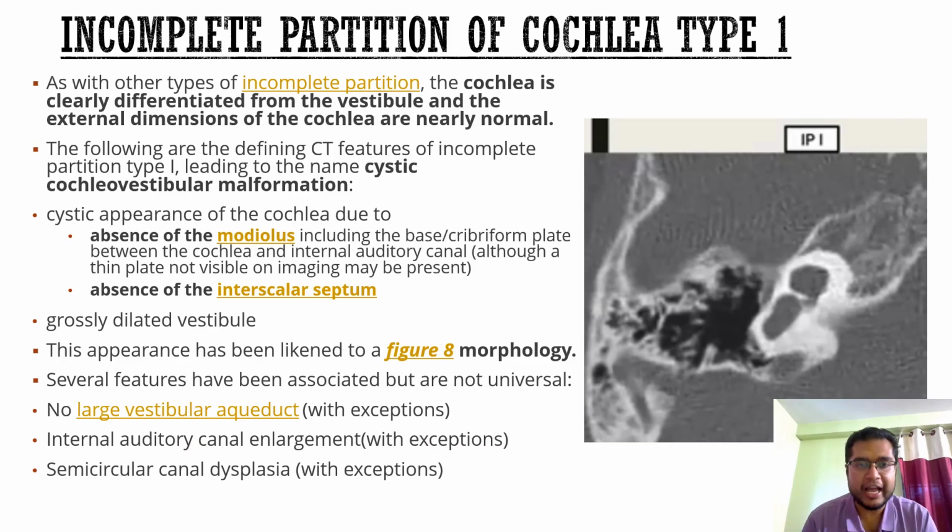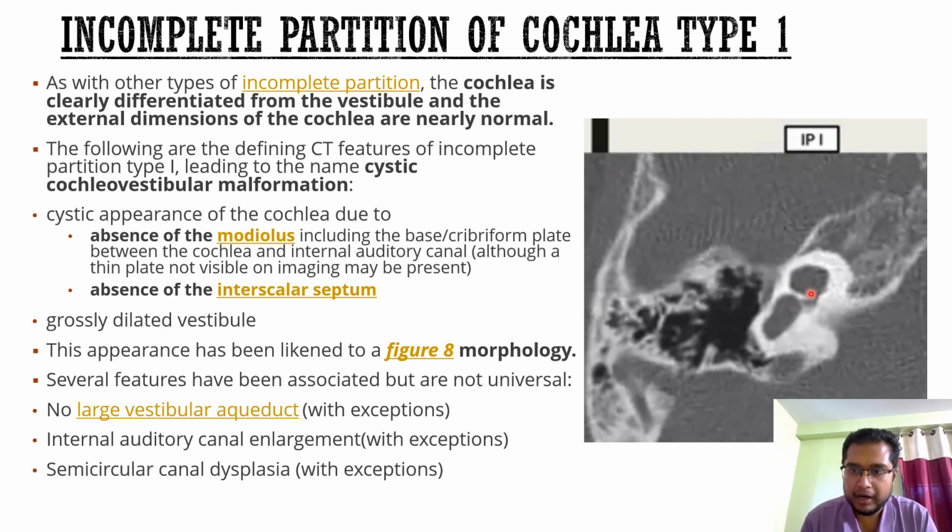So coming to IP1, what exactly is IP1? In IP1, the cochlea is clearly differentiated from the vestibule, and hence it's not a common cavity. And the external dimensions of the cochlea are nearly normal. This is a very important statement. This is how we differentiate it from cochlear hypoplasia. The size of the cochlea is normal, though it's not very well differentiated into the turns because of absence of modulus and the interscalar septum.